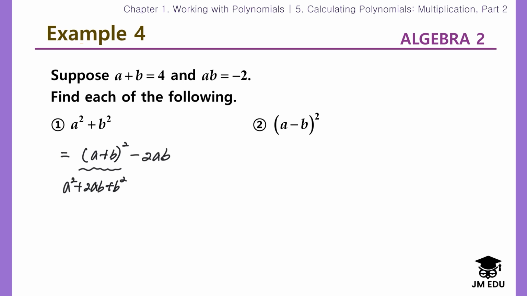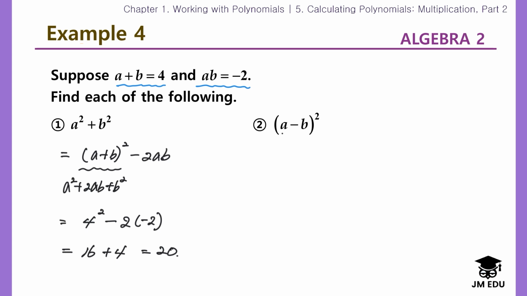Does that make sense? Okay, so this expression right here, a squared plus b squared, is equal to all of this. So that is equal to a plus b, that's 4, right? So 4 squared minus 2 times ab, which is minus 2. So 2 times minus 2. So that's 16 plus 4, which is equal to 20. Make sense?